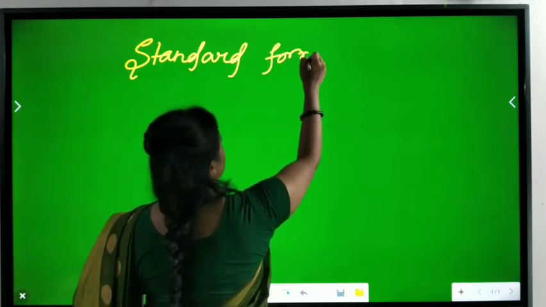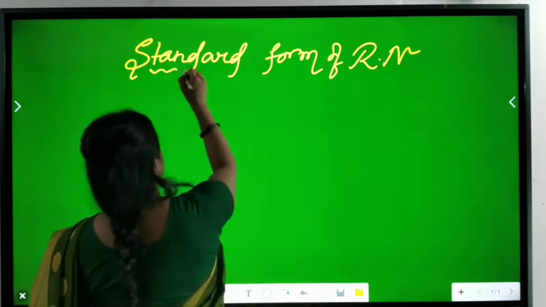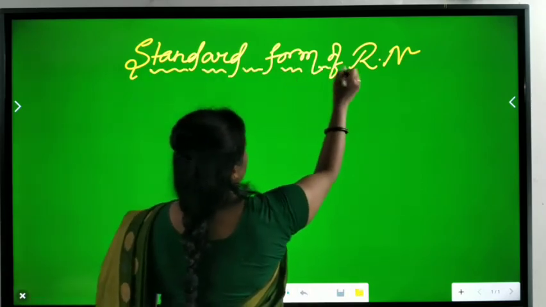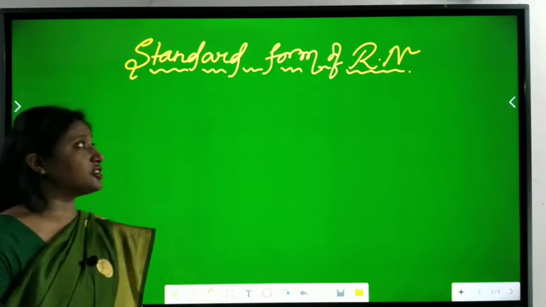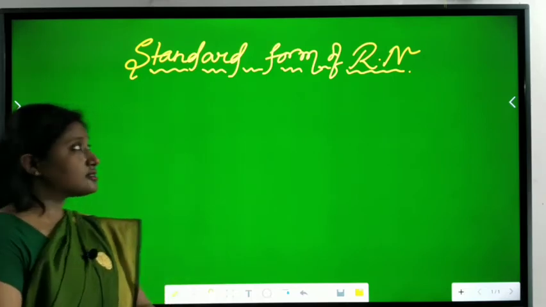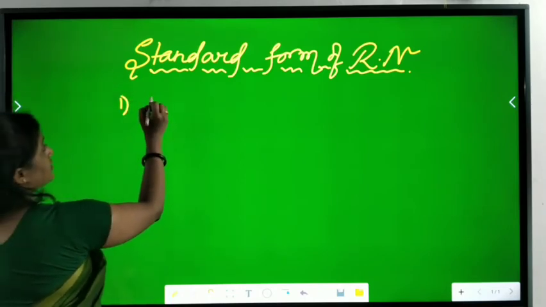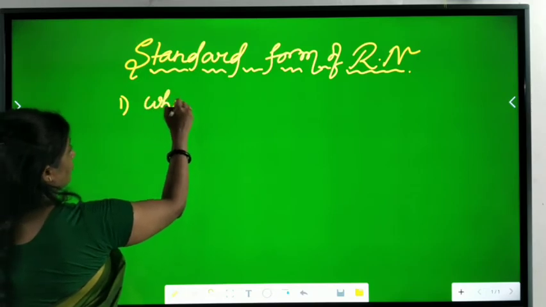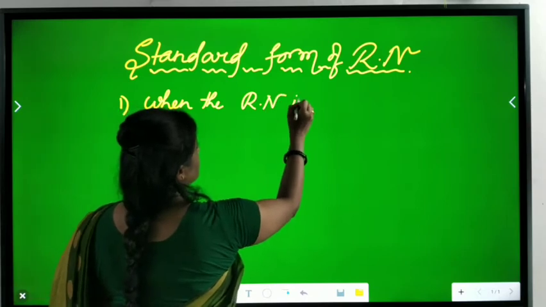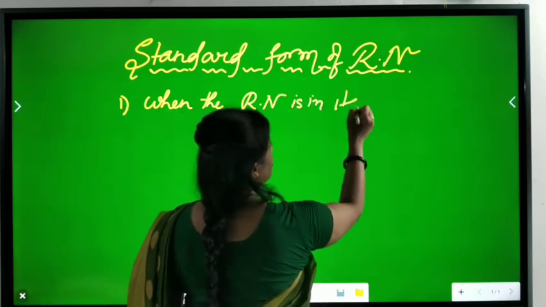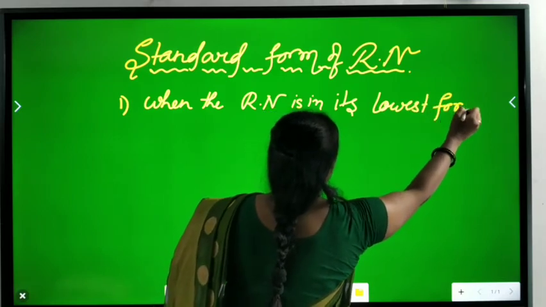Standard form of rational number. Okay, just look at here. And why this is important, I will explain you just by giving few examples. Standard form of rational number. What does it say? When do we say standard form? When the rational number is in its lowest form. In its lowest form. Okay.